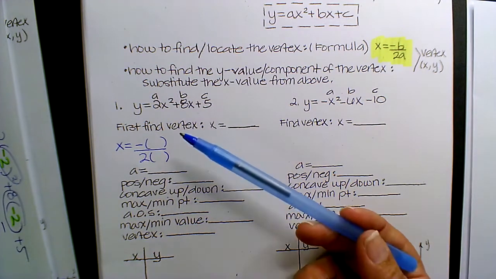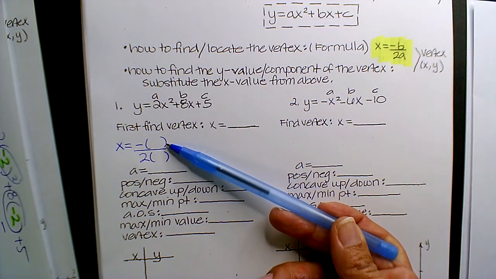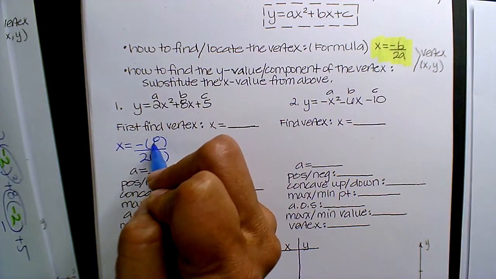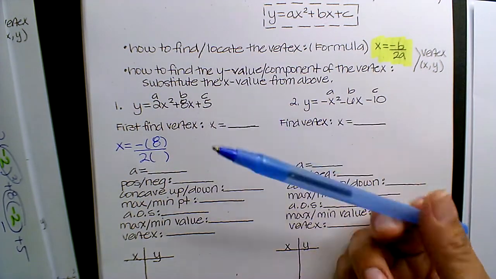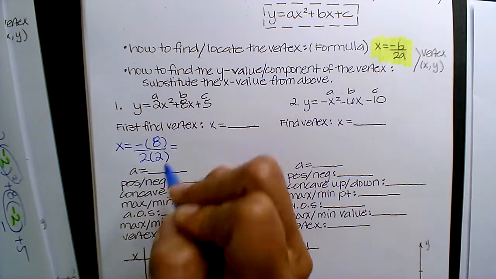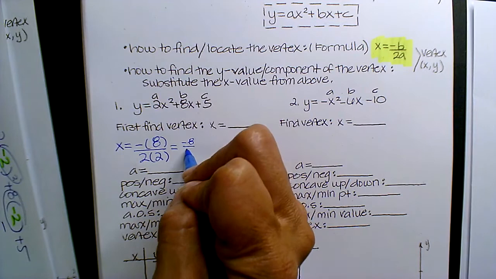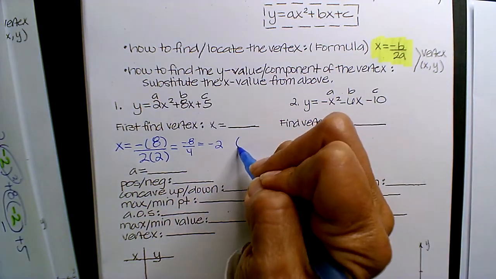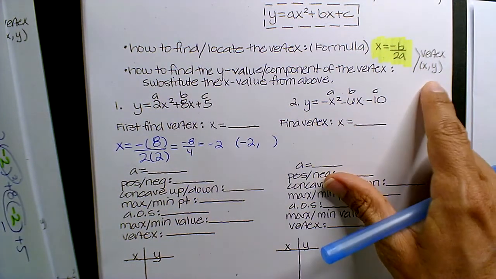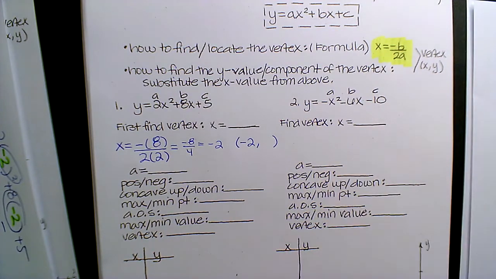Okay, what's the value of b? 8. What is the value of A? 2. So that's where these numbers come from, the original function. You substitute them into the vertex formula, and now you clean it up. Negative 8 over 4, I get negative 2. Now that's half my vertex. I need to find the y value. But again, input, output. Take the negative 2, substitute it anywhere you see an x.